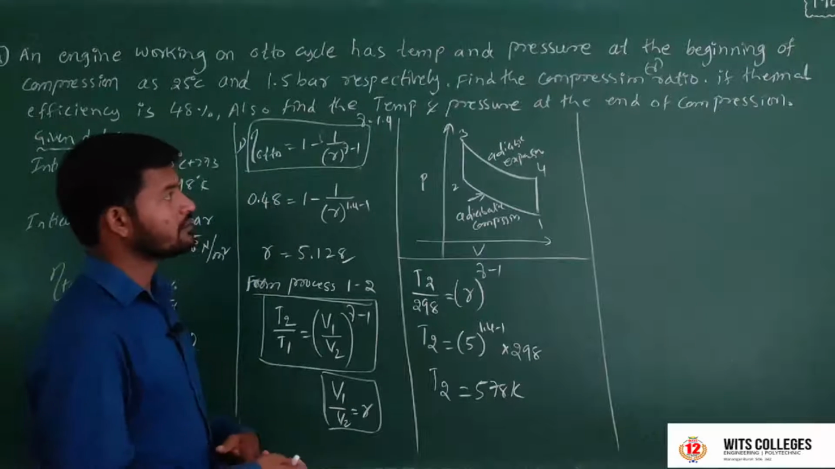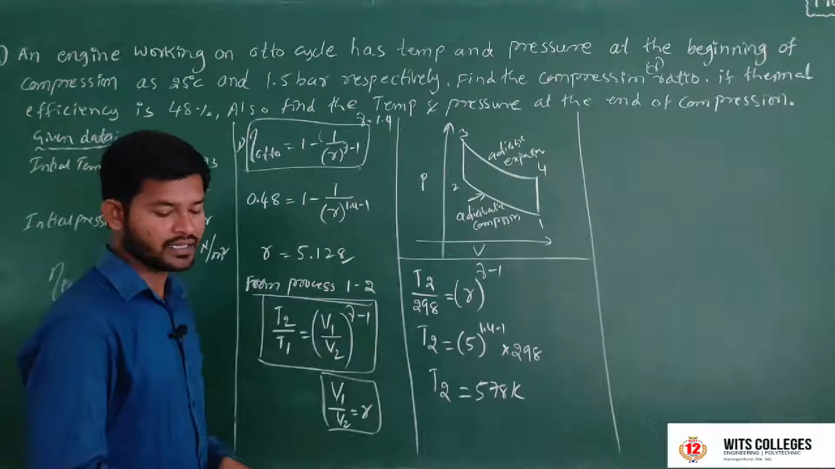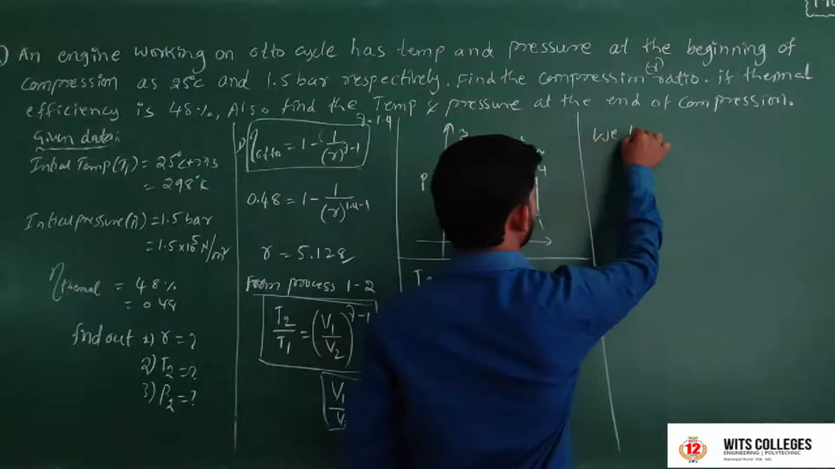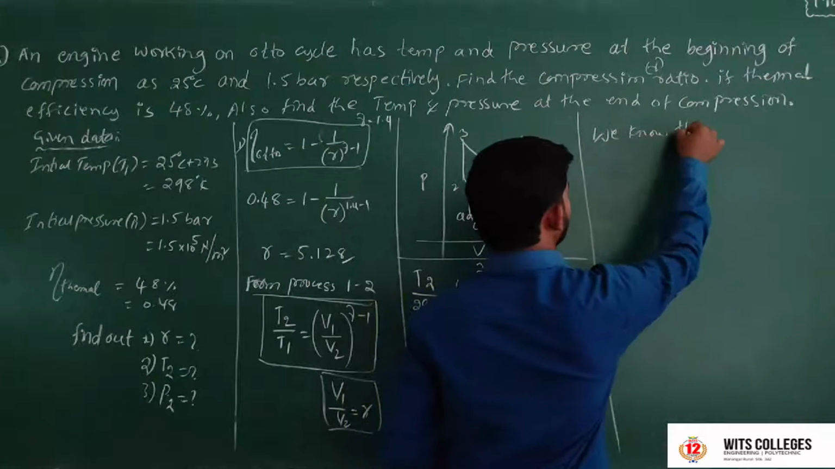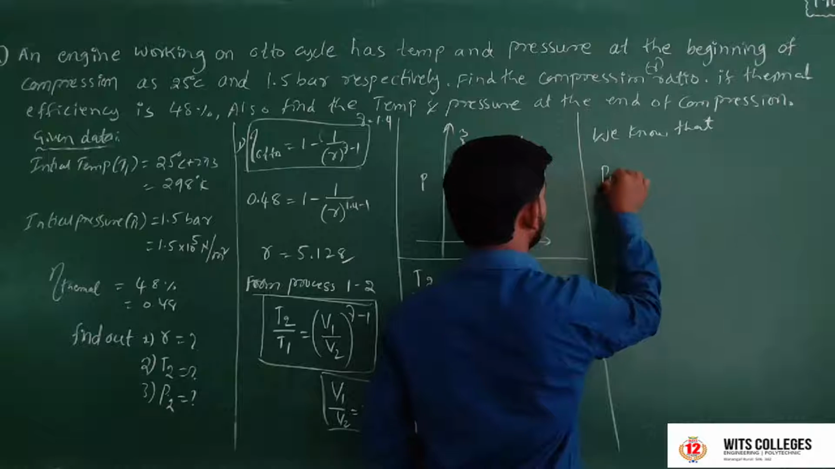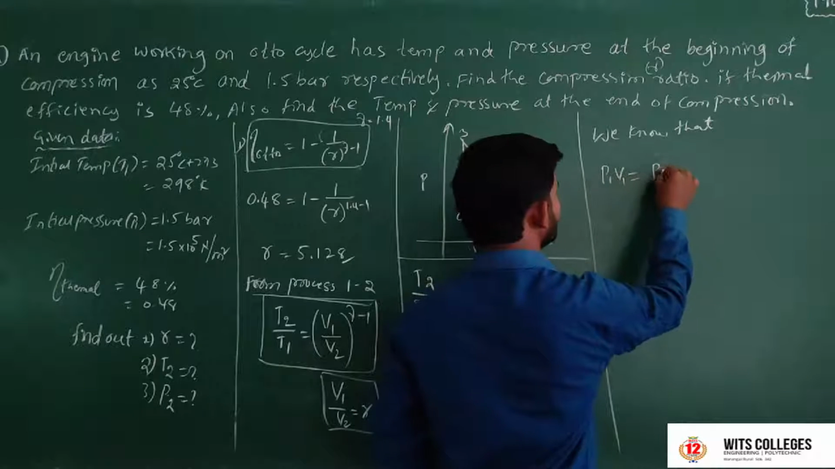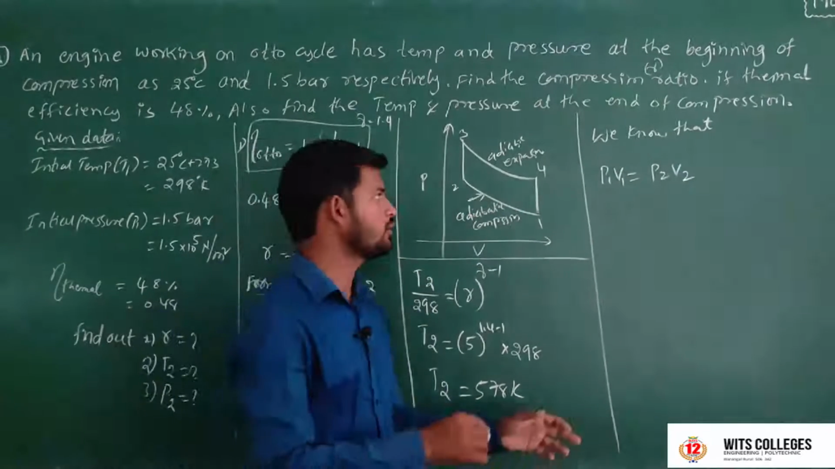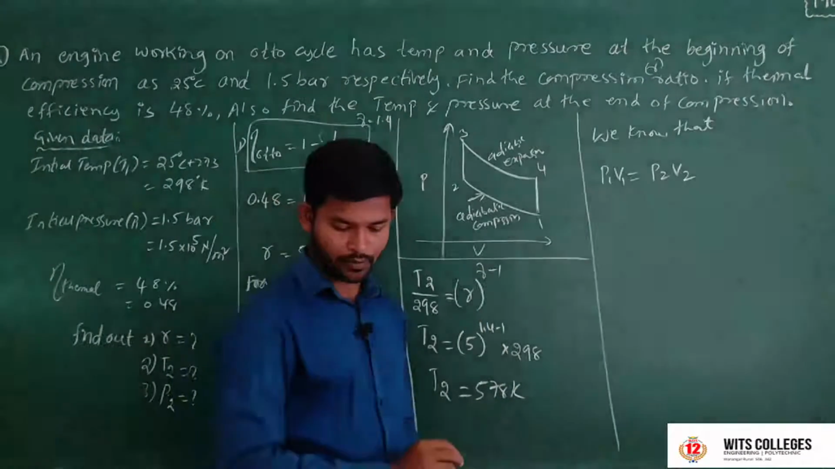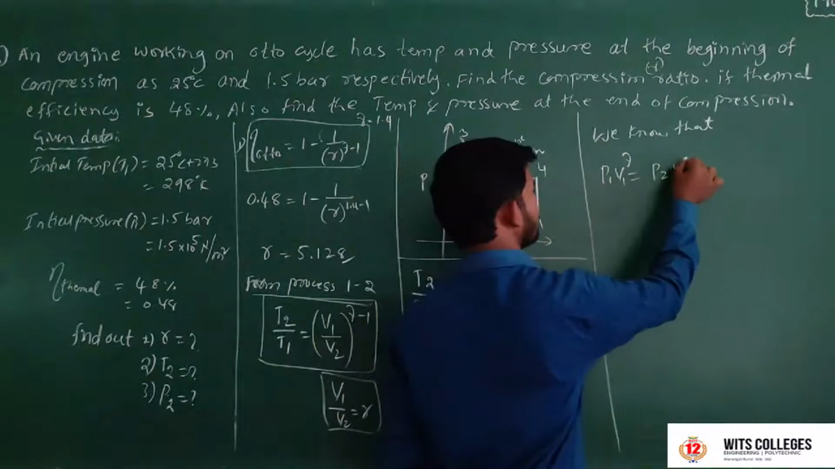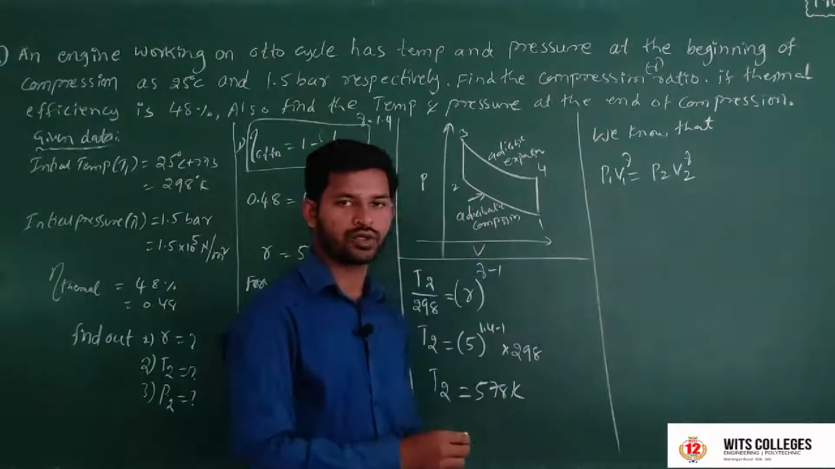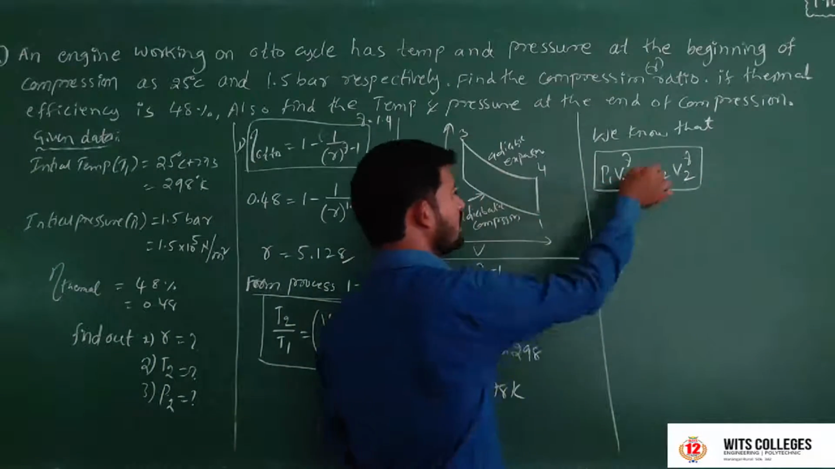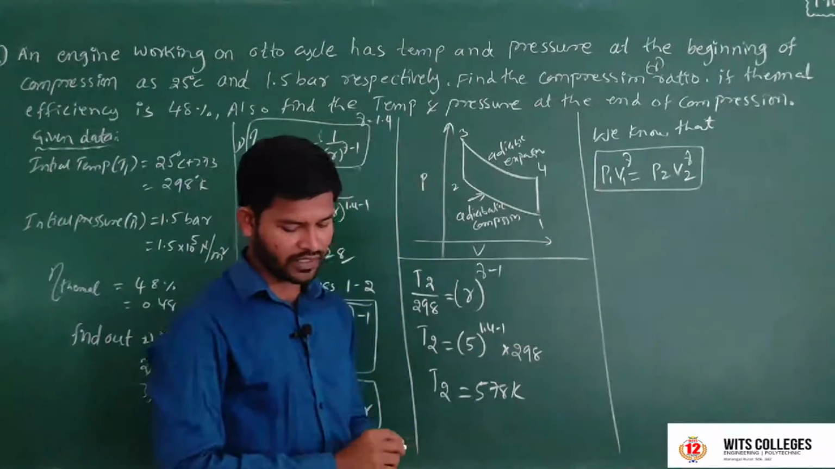At the end of the compression we will find out the pressure, that is P2. We know that P1 V1 equals P2 V2. Here the process is an adiabatic process, so we take P1 V1 to the power of gamma equals P2 V2 to the power of gamma. Here we find out the P2.